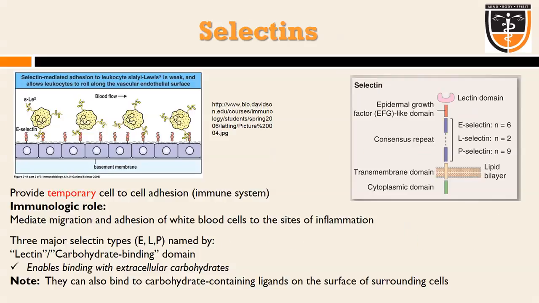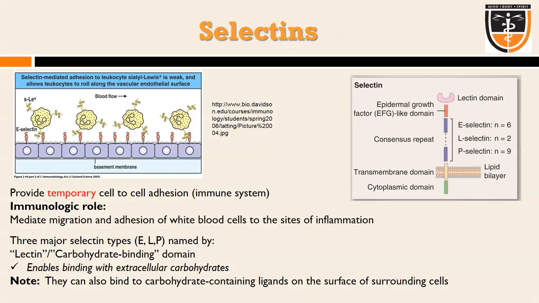Next group are selectins. Now, selectins provide temporary cell-to-cell adhesion just for a brief period of time. They're involved in the immune system, and they play a very important immunological role. So they will mediate the migration and adhesion of police cells in your body, white blood cells, to the sites where there is a need for inflammation. There's a need to protect against a foreign agent, okay, or something wrong and foreign in your body. So they will ensure the adhesion of white blood cells to that area.